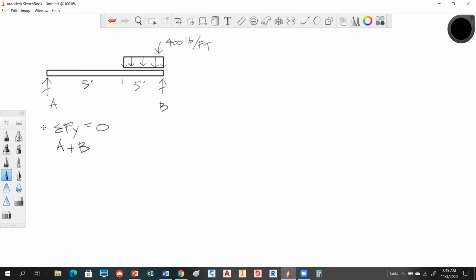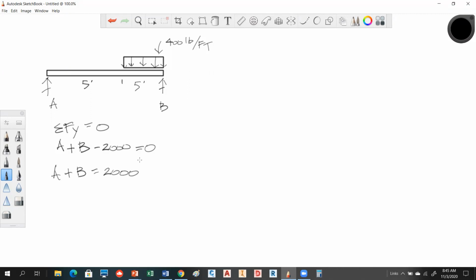So we know that reaction A plus reaction B, if I take 400 times 5, the distance over which it acts, I get negative 2,000. By equilibrium that's 0, so all this is telling me is that A plus B has to equal 2,000. Everybody agree with that? No problem, right?